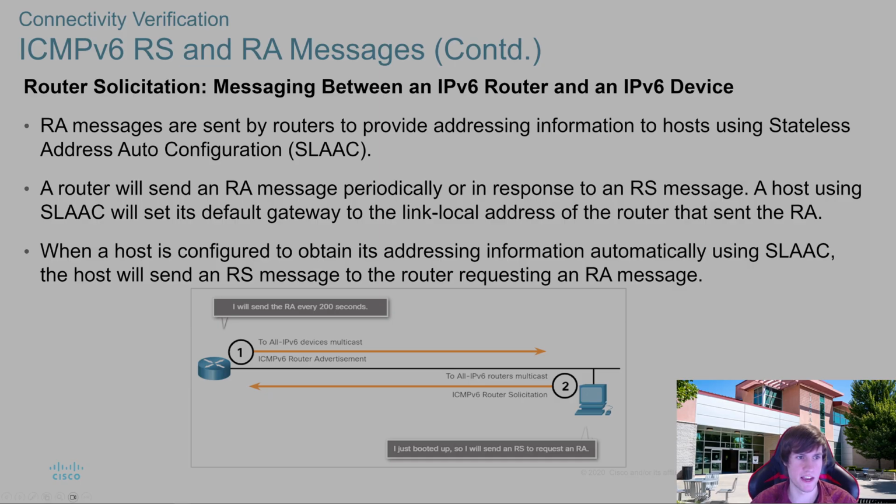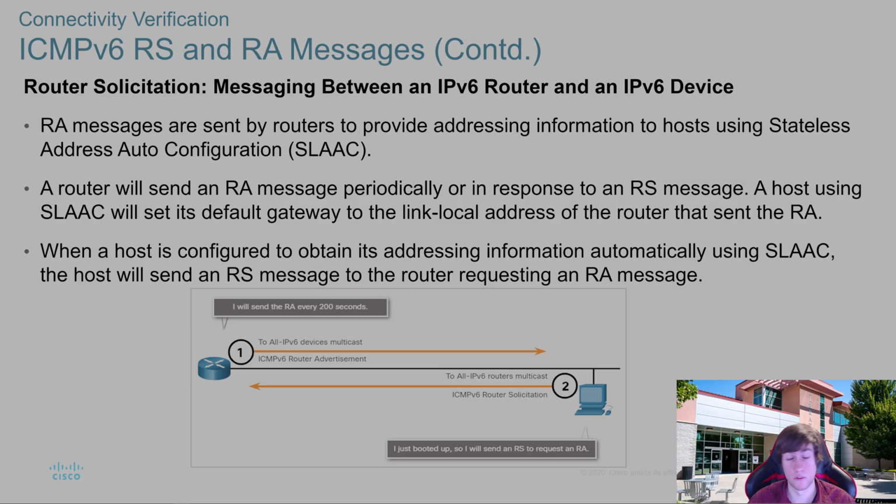So a host using SLAAC will set its default gateway to the link local address of the router that sent the advertisement. So it immediately associates with that advertisement, and then there's your default gateway set up. You don't have to, like in IPv4, actually go set your default gateway and point it to the right direction.